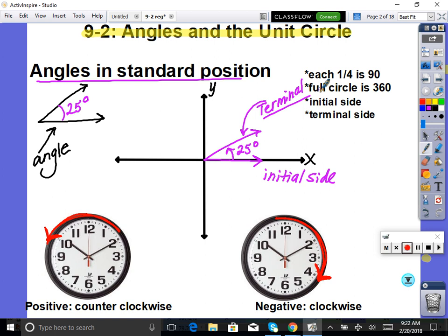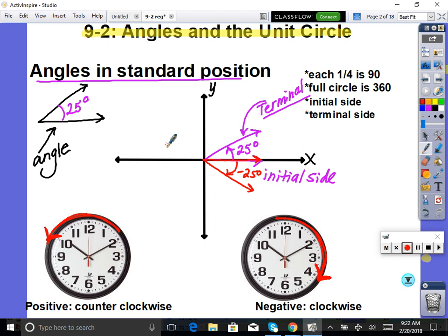Now notice something. When I drew positive 25 degrees, I drew my arrow going up. So I created a positive 25-degree angle. Now I could also draw a negative 25-degree angle if here's my initial side and I go down. Boom, I draw my arrow downwards. That's negative 25 degrees. So we have positive angles, we have negative angles. So you've got to be able to draw your arrow correctly so that we know if you drew a positive angle or negative angle. So positive angles go counterclockwise.